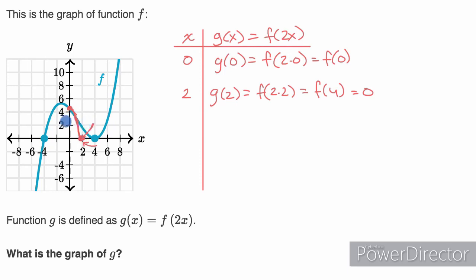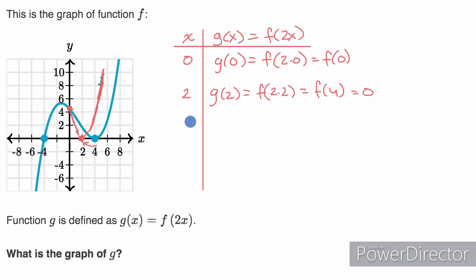So this side of the graph is going to look something, I'll try to draw it a little bit better than that. It's going to look something like this. Everything's happening twice as fast. And what happens when you go in the negative direction?